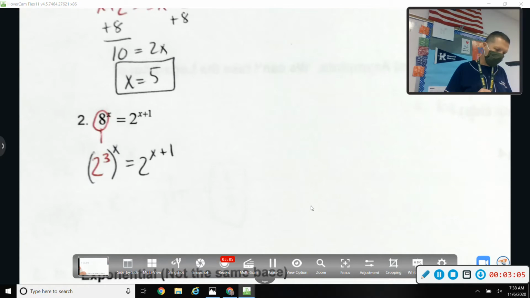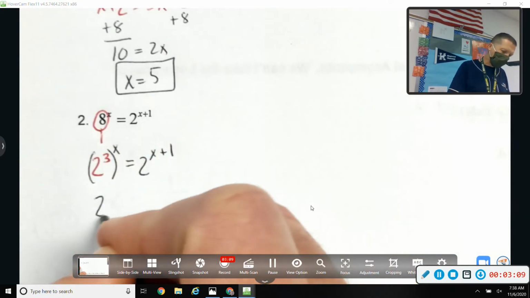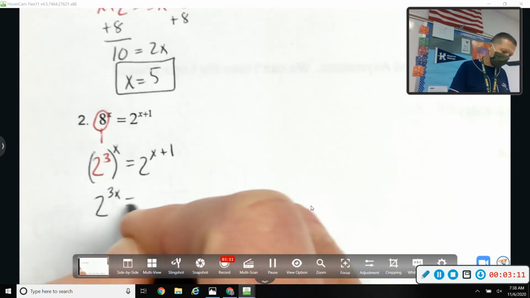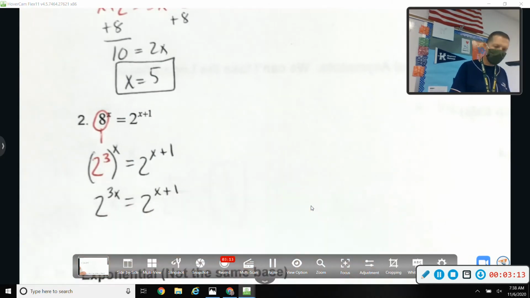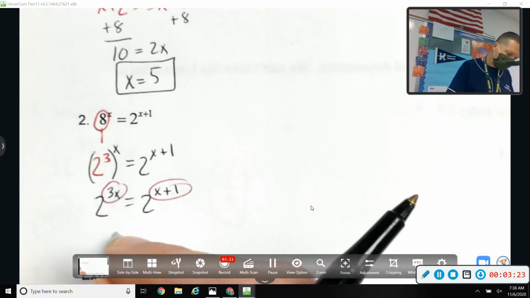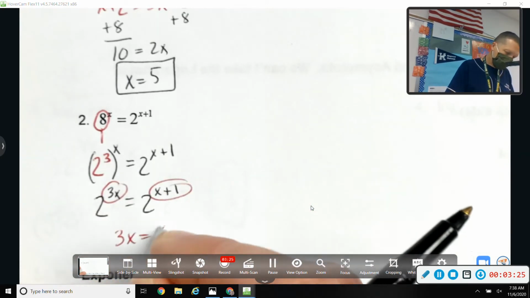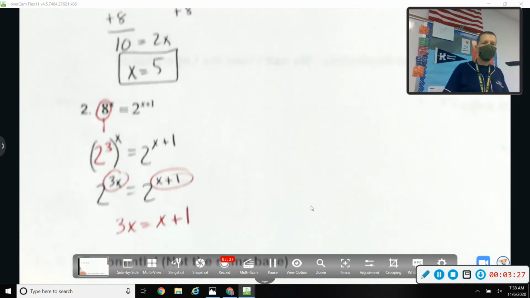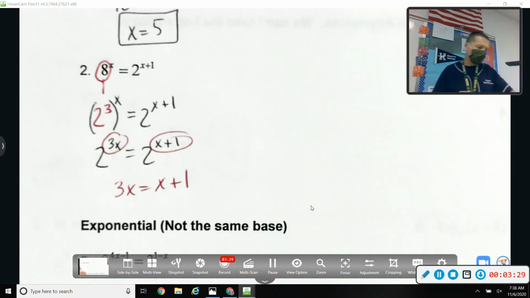Let's see, power to a power, we multiply, so that becomes 2 to the 3x equals 2 to the x plus 1. And now it's exactly like number 1. You got the same base, so you can grab the exponents and set them equal to each other. And solve yourself a nice little algebra 1 equation there.